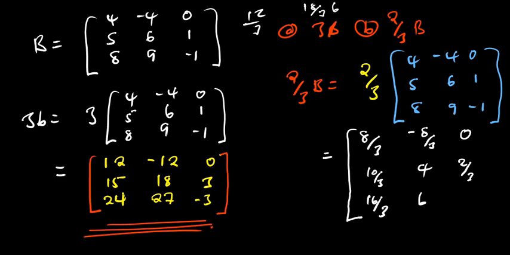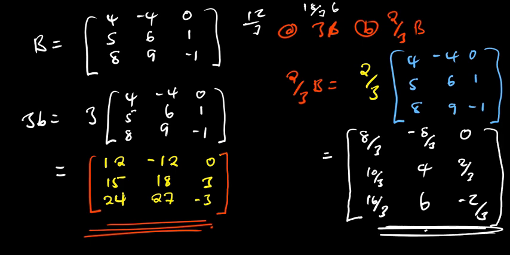Okay, same as I put 6. Then 2 over 3 times negative 1 is negative 2 over 3. So this is my final answer.